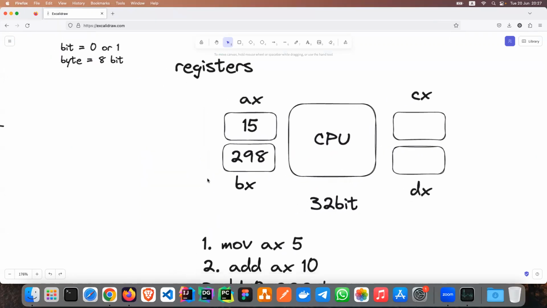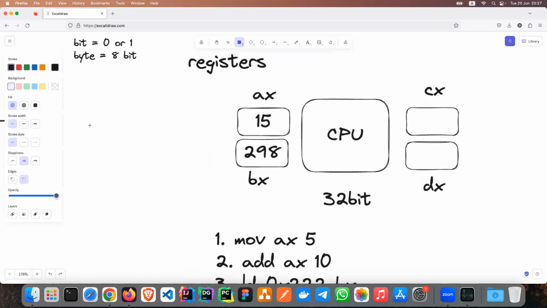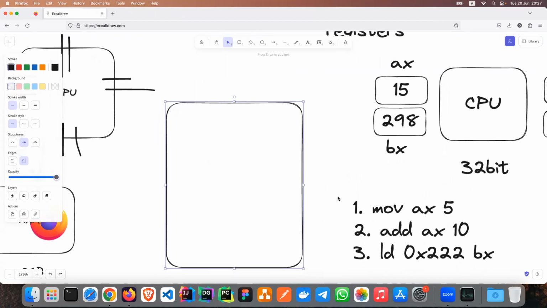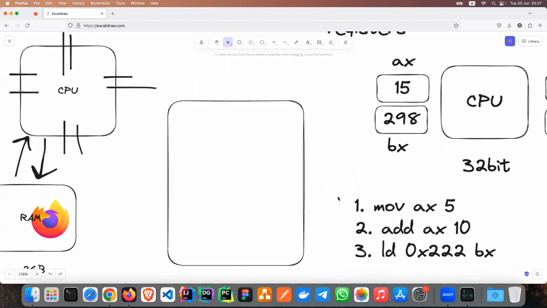What is RAM? RAM is like a table. RAM has slots, and in each slot we store some value, some number. We cannot store anything else. We only store numbers because computers work only with numbers, right?